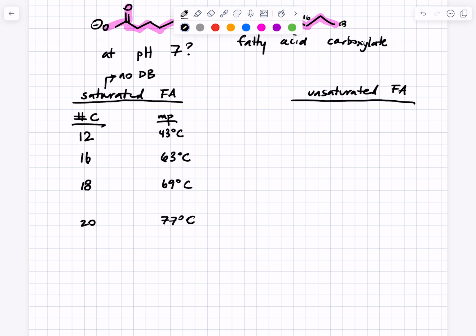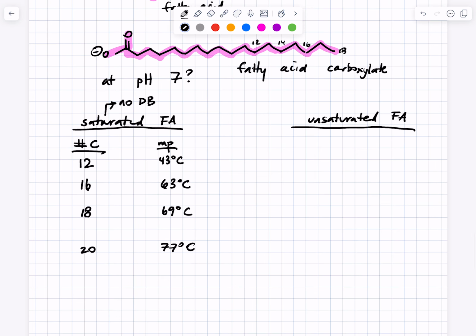You can see that the more carbons we add, the higher the melting point is. Now we're not going to explain that observation today, but you should look at it as an observation that we're going to try to rationalize next time. The more carbons that are in this chain, for the fatty acid at least, the higher you have to increase the temperature for the fatty acid to become a liquid.